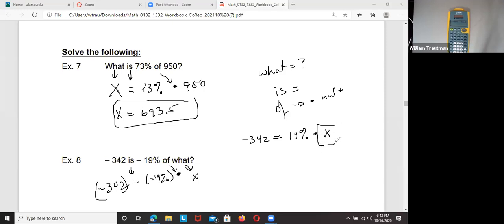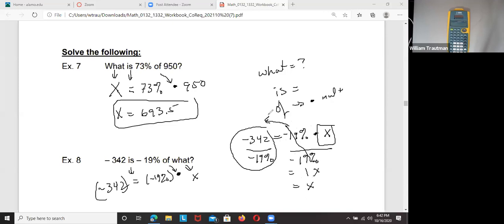We need to get X by itself. What is the 19% doing to the X? It's multiplying. So I need to take it to the other side by doing the opposite. The opposite of multiplying by 19% is dividing by 19%. Oh, by the way, divide by a negative 19%, because it's a negative 19%. What happens here is negative 19 divided by negative 19 is positive 1x. Another way of writing 1x is just x. So my answer is this right here, negative 342 divided by negative 19%.